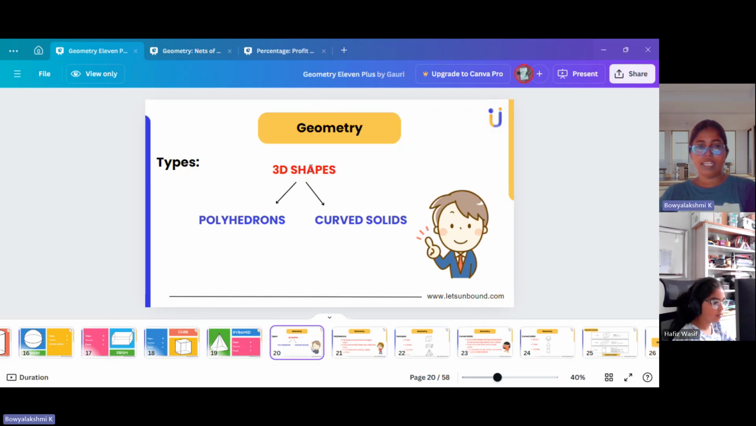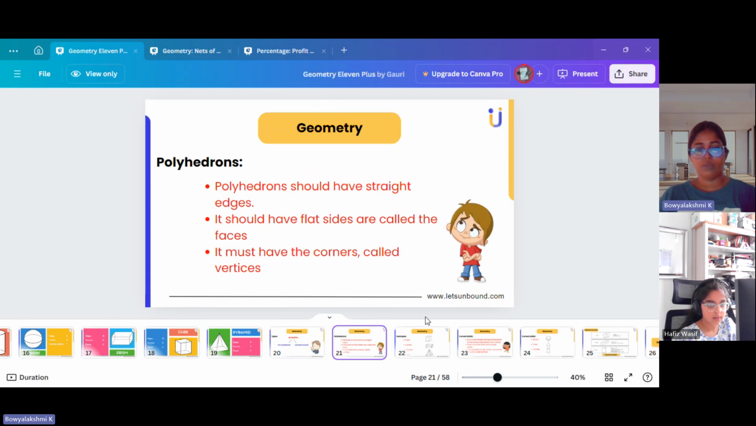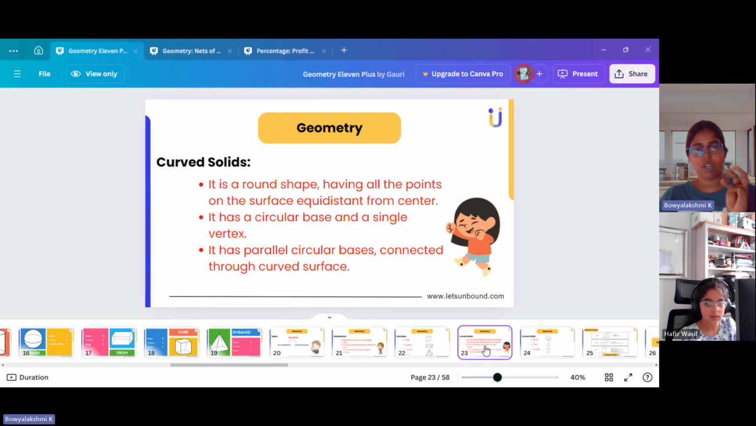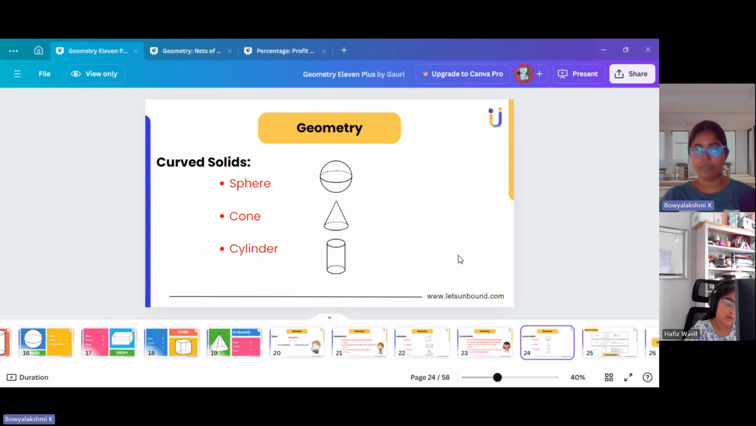And mainly the 3D shapes are divided into polyhedrons and curved solids. Only made up of line segments means polyhedron. If it has curvy faces, a combination of curvy and lines, we call it curved solids. These are polyhedrons, only lines. And curved solids means it will have a smooth circular base, and then a curvy surface. Sphere, cone, cylinder are some examples.